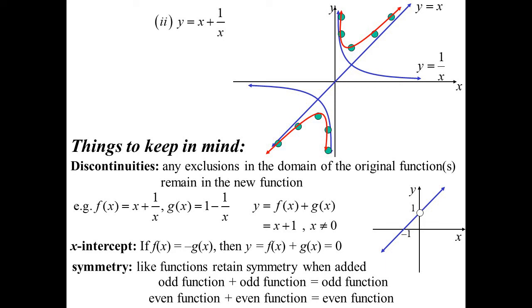Now, if you've got odd plus even, then you're going to lose the symmetry. But like ones will retain it. Absolute value of x plus 3 plus the absolute value of 1 minus x. When I do these ones, I like to look at the critical points. And the critical points for this is where the absolute values would be 0. So I've got -3 in the first one, and I've got 1 in the second one.